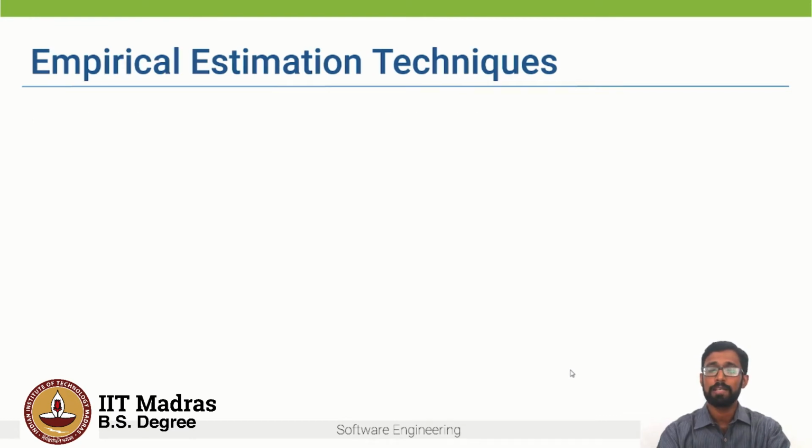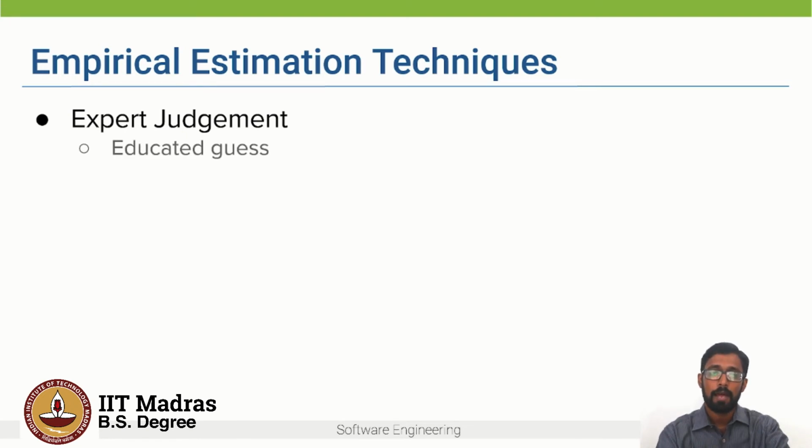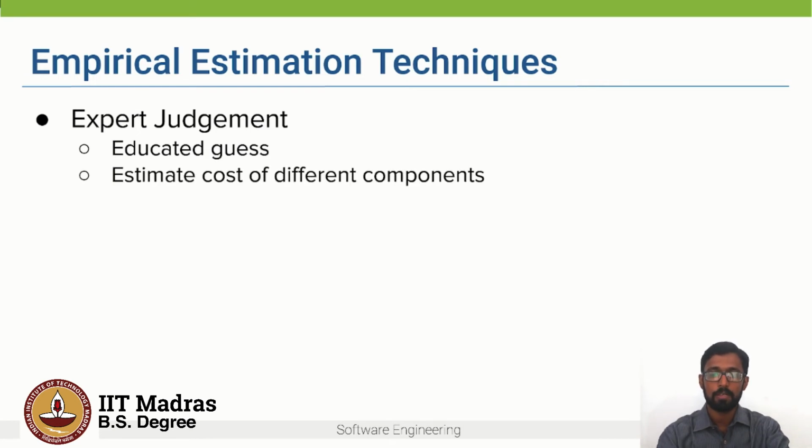So now let us look at some empirical estimation techniques. One popular empirical estimation technique is to use expert's judgment. So an expert, he or she makes an educated guess about the problem size after analyzing the problem thoroughly. They estimate the cost of different components in the system, and then they combine all these estimates for the individual modules to arrive at the overall estimate.